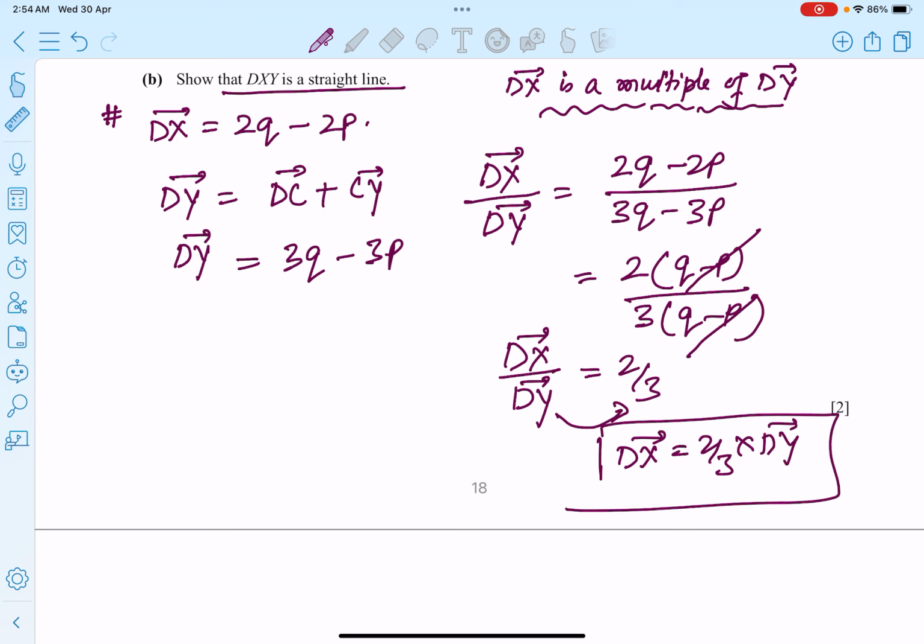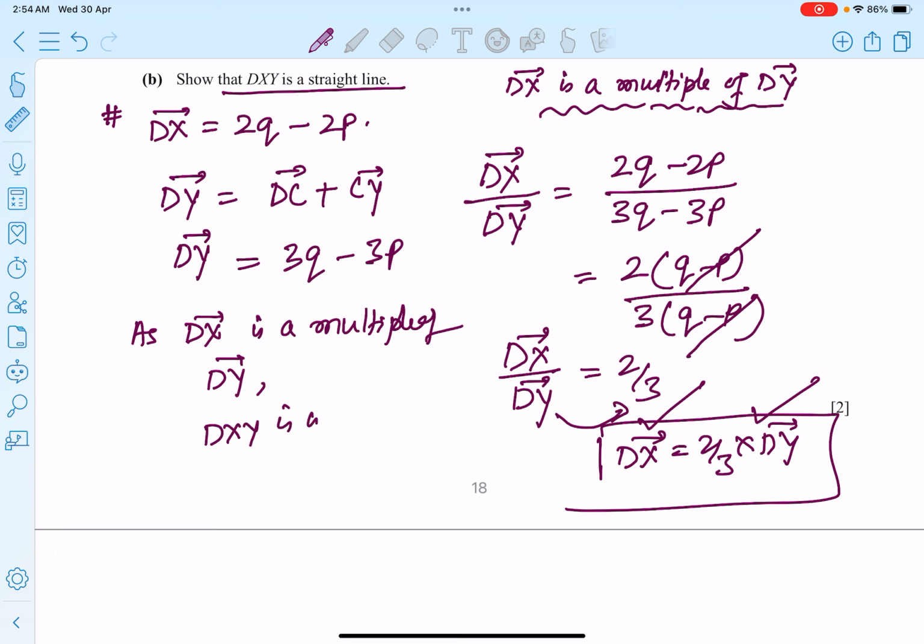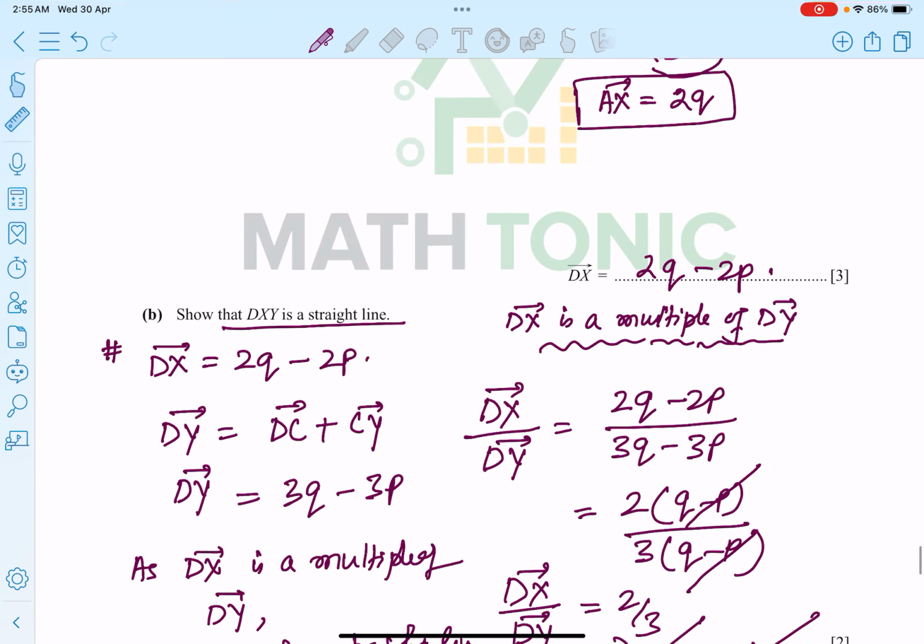Did you get it? See, we got this. So DX vector is a multiple of DY vector. You can write down that DX vector is a multiple of DY vector. So DXY is a straight line. DXY is a straight line. Did you get it, everyone, clearly?